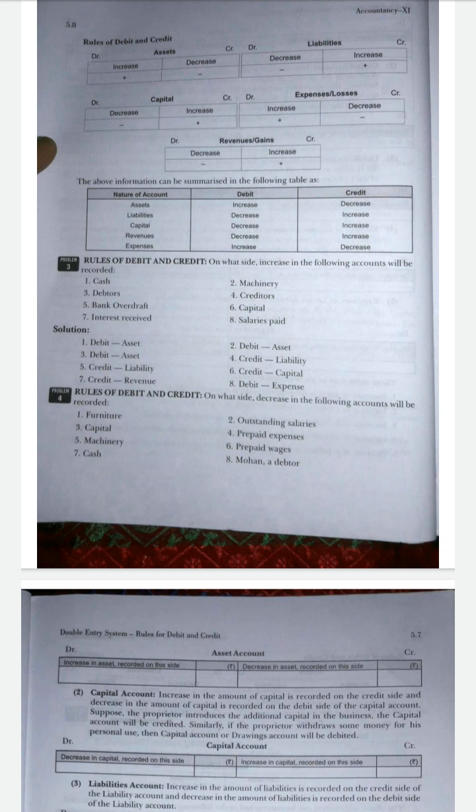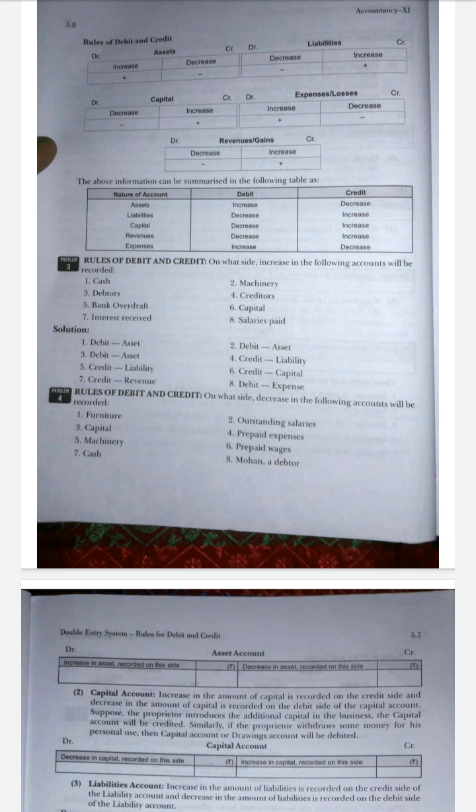Okay, so see the third sum. On what side increase in the following accounts will be recorded? They are asking the increase only, not the decrease. So the first one you see is cash. Cash is the asset. Second one is machinery. Machinery is also the asset. It should be debited. Third one, debtors. Debtors is also the asset, so it should be debited because they are asking the increase.